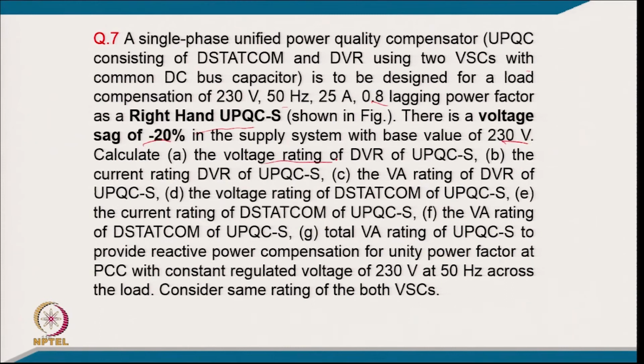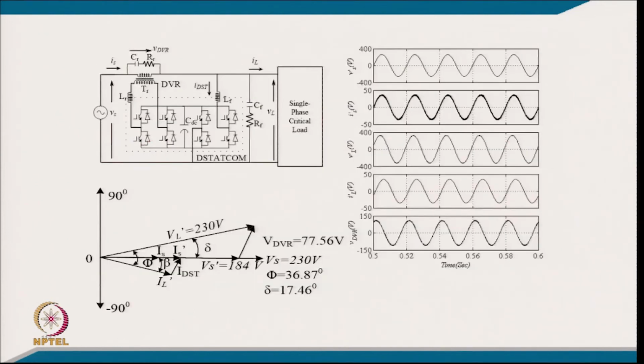Calculate the voltage rating of DVR, current rating of DVR, VA rating of DVR, voltage rating of D-STATCOM, current rating of D-STATCOM, VA rating of D-STATCOM, and total rating of the UPQC to provide the reactive power compensation for unity power factor at PCC with a constant regulated voltage of 230 volt, 50 Hz across the load. Consider the same VA rating of both VSC. So, this is interesting, you can call it an assumption, and why it is this, because normally the rating of both inverters is the same.